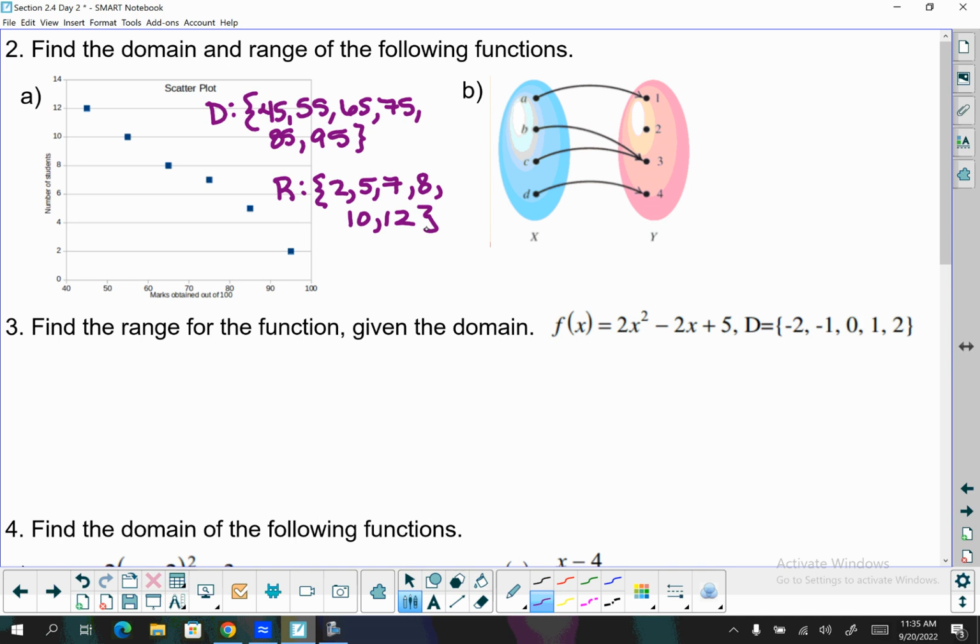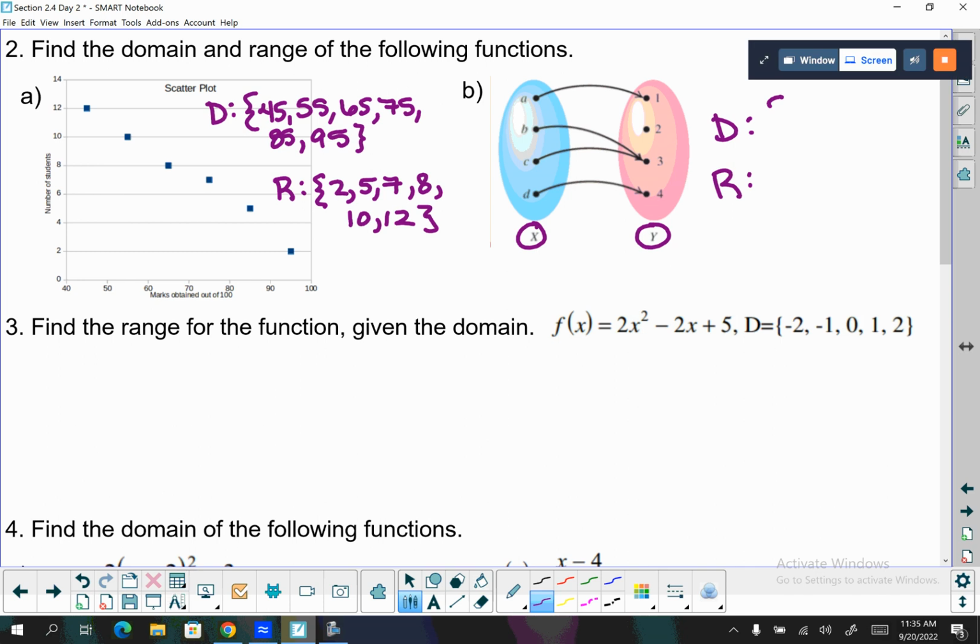Correspondence diagrams, remember, just mean points. It tells you when the arrows are connecting that an x and a y go together. So as long as you remember the first bubble is the x's, the second bubble is the y's, domain is our x's, range is our y's, we just list them. So my domain is A, B, C, and D. My range is 1, 3, and 4.